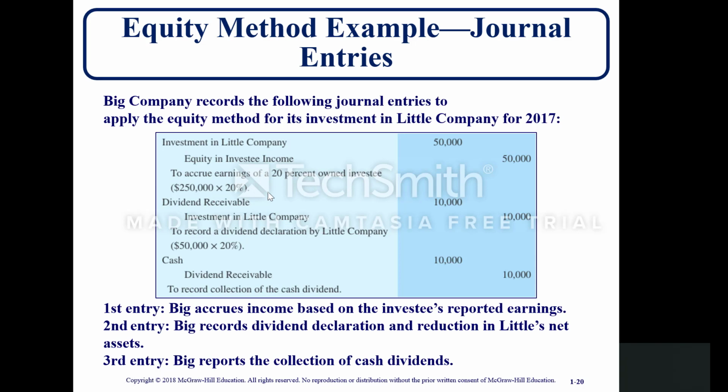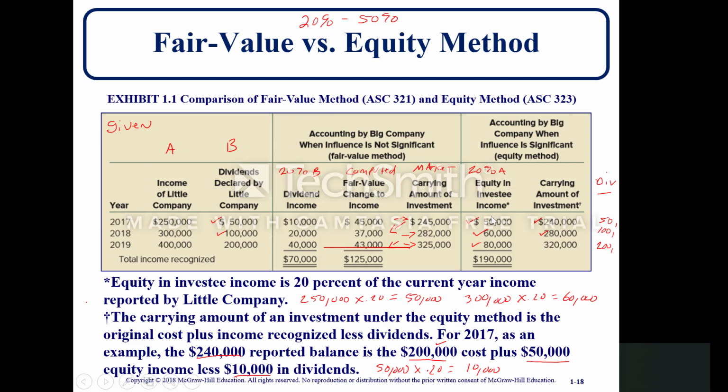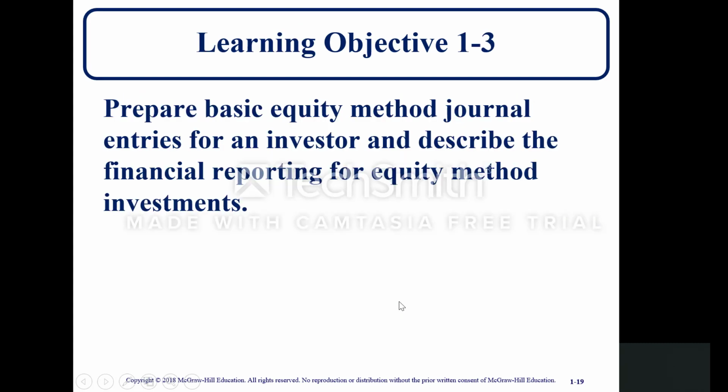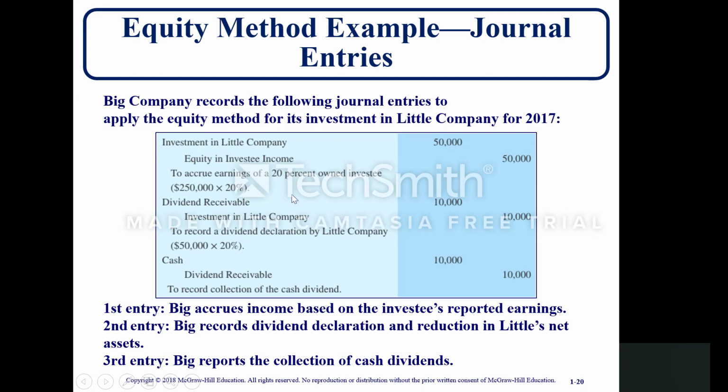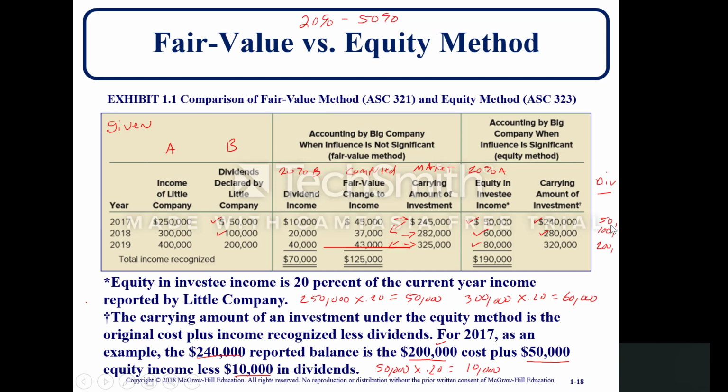And if we go back to our schedule, that's this amount here. You're recognizing in 2017 your equity in investee income. That's 250,000 times 20%, the calculation here. So that's the first entry. The second entry, Big records dividend declaration and reduction in Little's net assets. Here you're recognizing the $10,000 that was declared in the dividend. Again, I noted it here, the $50,000 for the dividend that's declared, and they received 20%, which is $10,000.